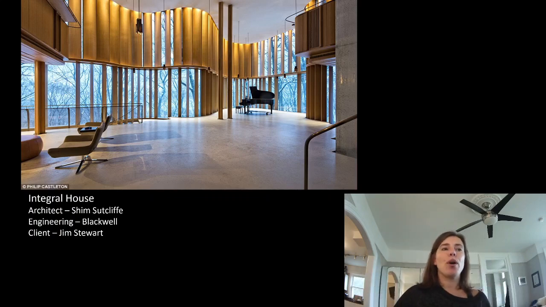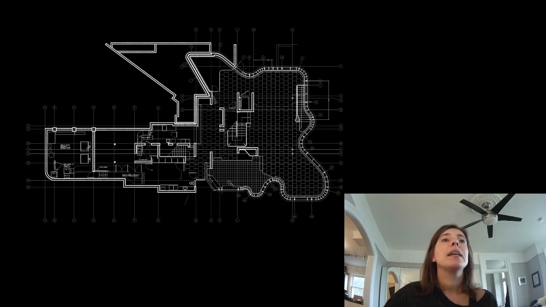I'll show you a few more projects. So this is Integral House that Blackwell did with Shim-Sutcliffe. This was just when I was starting out at Blackwell. I did some review on it. The really cool thing about it is the curved windows. There are actually curved windows on this project.